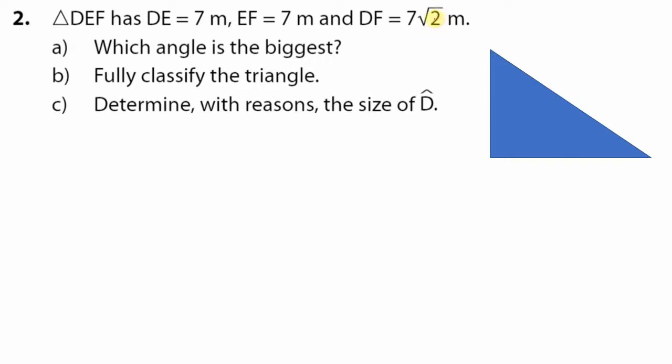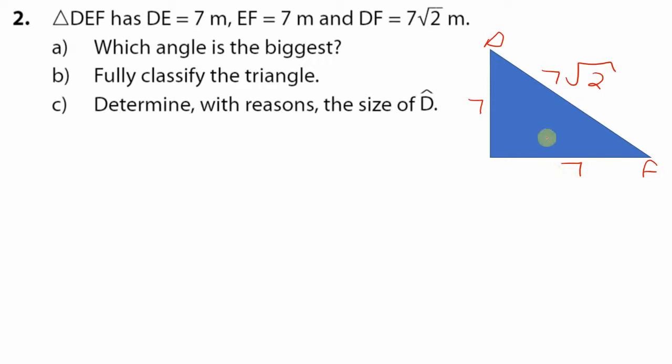Even the square root of 1 is 1. So the square root of 2 must be bigger than 1. If you take 7 and multiply it by something bigger than 1, you will get an answer bigger than 7. So DF must therefore be the longest side. It is in surd form as 7 square root 2. And then the other two sides are 7 respectively.